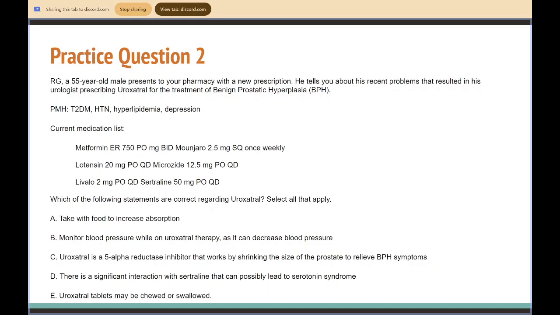All right. So choice D is incorrect. There is no clinically significant drug interaction between those two. And last but not least, E is incorrect. Uroxetrol is an extended release tablet, and you don't want to chew or crush. The generic for uroxetrol is going to be alfuzosin.